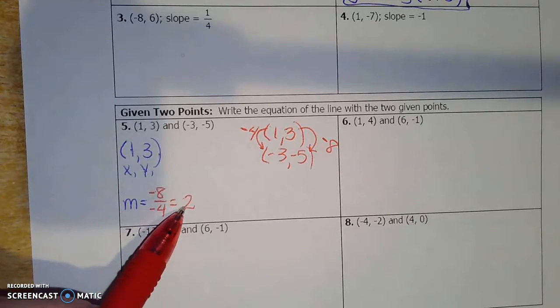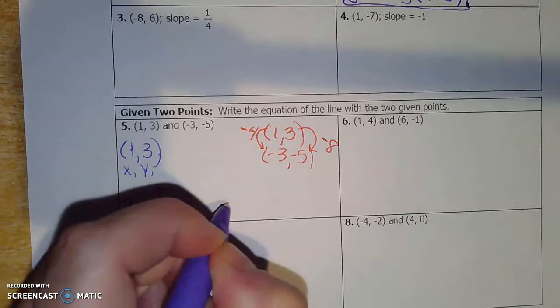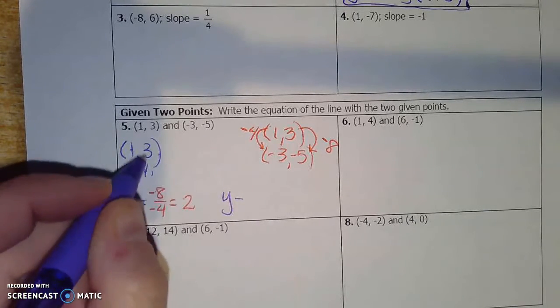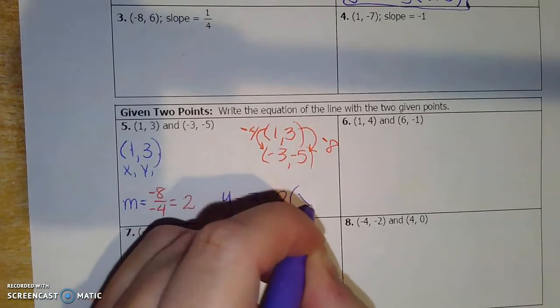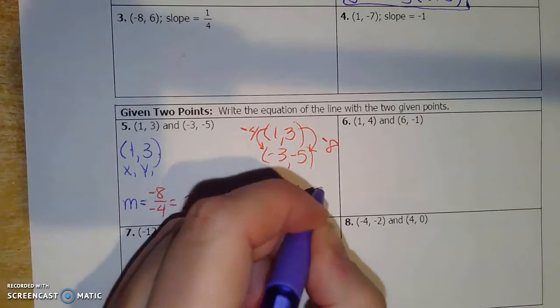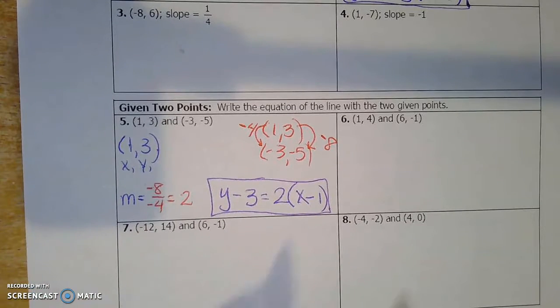So now I have my m, my x1, and my y1. To write my equation, it's y minus y1 equals m, parentheses, x minus x1. And that's it. I'll leave you with the other ones to do in that group.